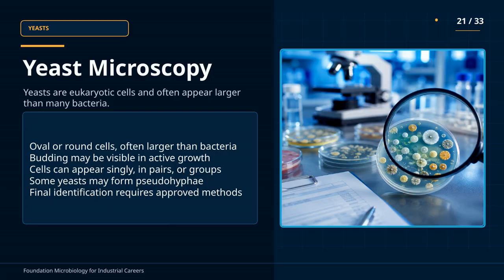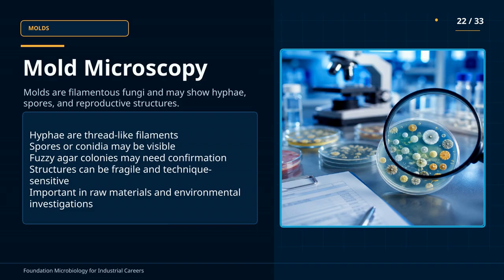Yeasts are eukaryotic cells and are often larger than bacteria under routine microscopy. They may appear as oval or round cells, sometimes with visible budding, and microscopy can help distinguish yeast-like growth from bacterial colonies. Molds are filamentous fungi that may show hyphae, spores, and other reproductive structures. Their microscopic appearance can be affected by preparation quality, so fragile structures should be handled and interpreted carefully.